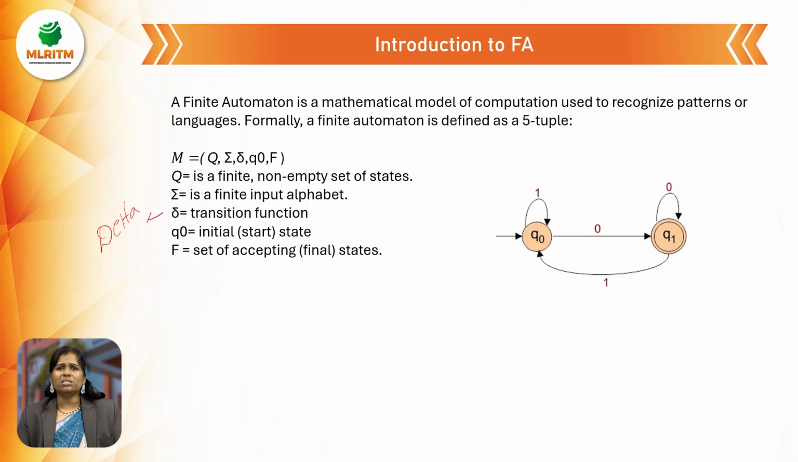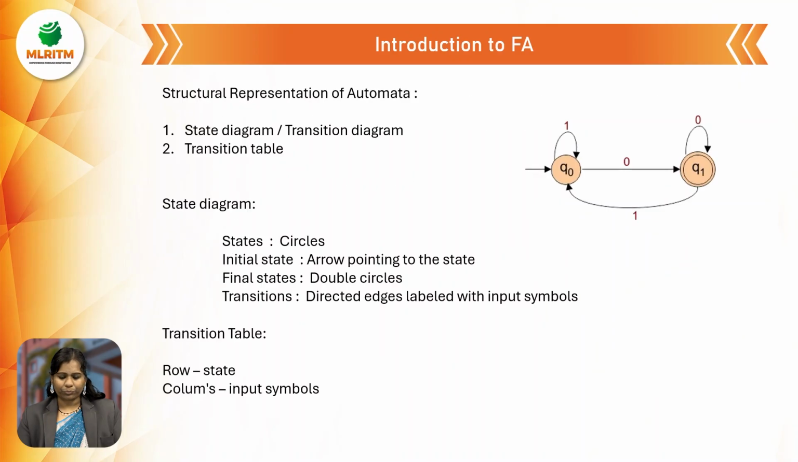First, we need to remember these 5 tuples to do the conversions between deterministic finite automata and non-deterministic finite automata, and non-deterministic finite automata to deterministic finite automata. So in total we have 5 tuples: Q, sigma, delta, Q naught, and the final state.